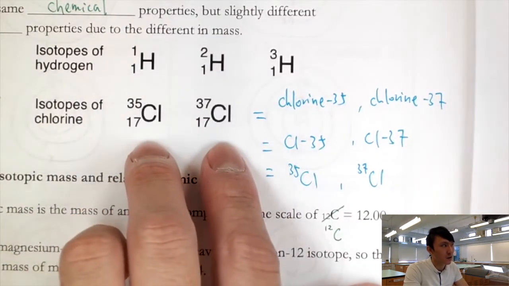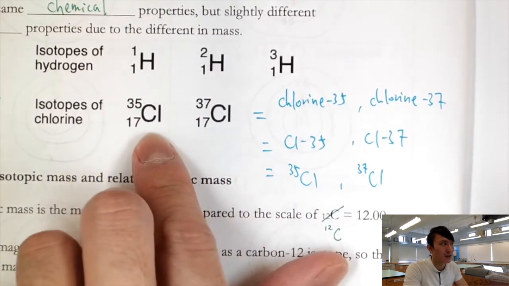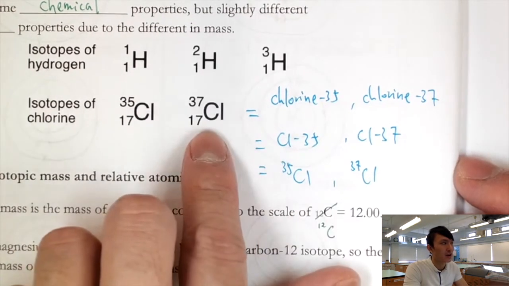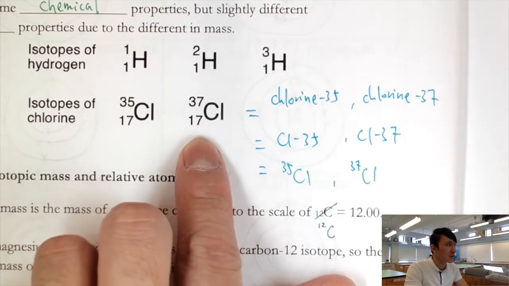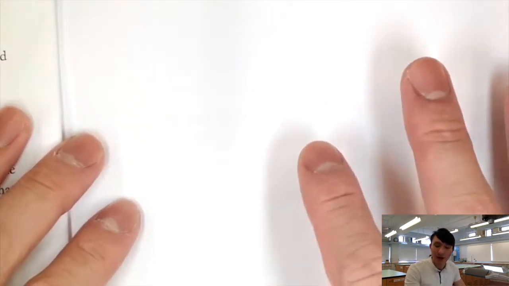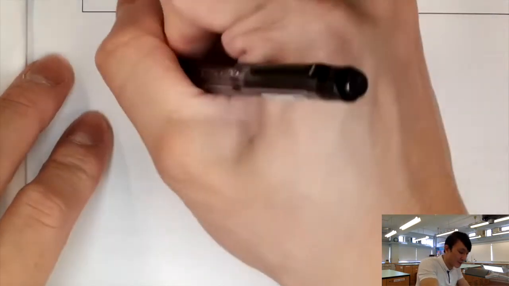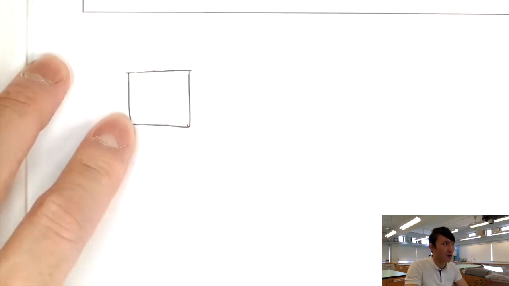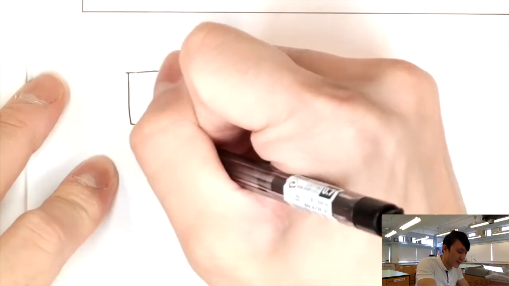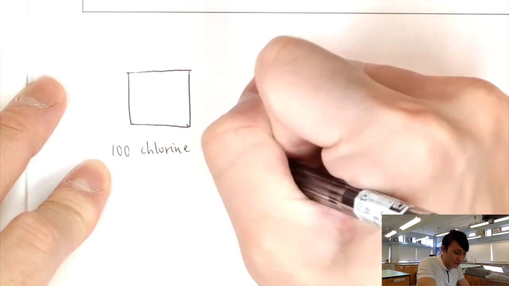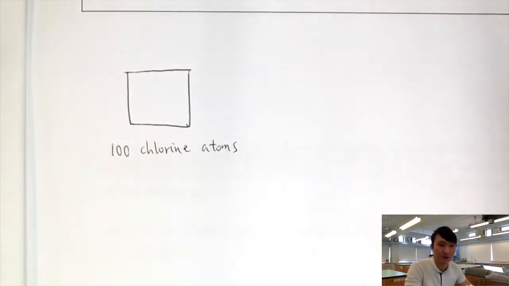For chlorine, you see it has two isotopes. We can call them chlorine 35 and chlorine 37, all right? So it has only two isotopes. Now I'm going to make use of the empty space on the next page and jot down something. Let's just say I have a sample, and this sample is a chlorine sample, and inside we have 100 chlorine atoms.